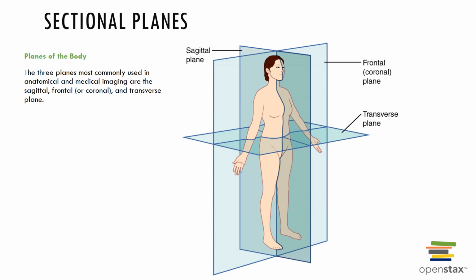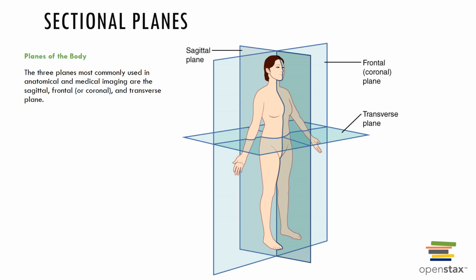We also have various sectional planes. A sagittal plane is a vertical plane that divides the body into right and left parts. Now, we can have a mid-sagittal plane, which divides the body exactly in the midline. Parasagittal are all other sagittal planes that are offset from the midline.